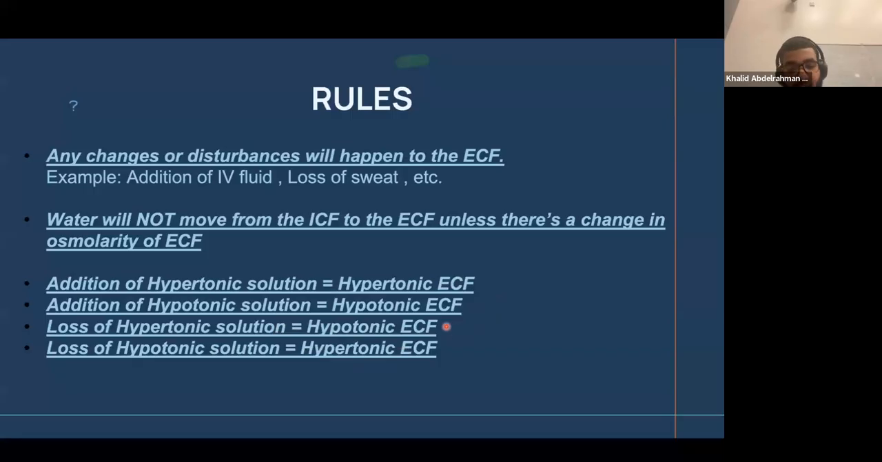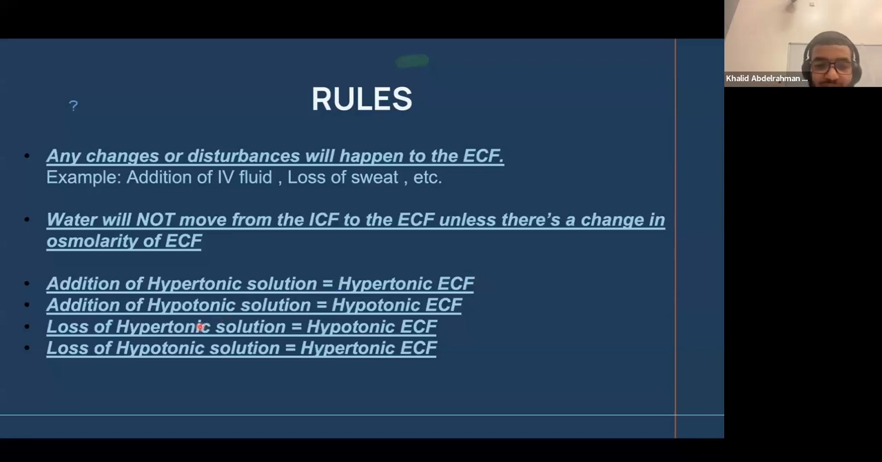Now, I don't want you to memorize this, because if you memorize it, you'll get lost with hypertonic and hypotonic. I just want you to understand it. If you're adding hypertonic solution, which has a lot of solute, then you're causing a hypertonic ECF. And why ECF, not ICF? Because we said that any changes or disturbances will happen to the ECF, not the ICF. You can't access the ICF. You only have access to the ECF.